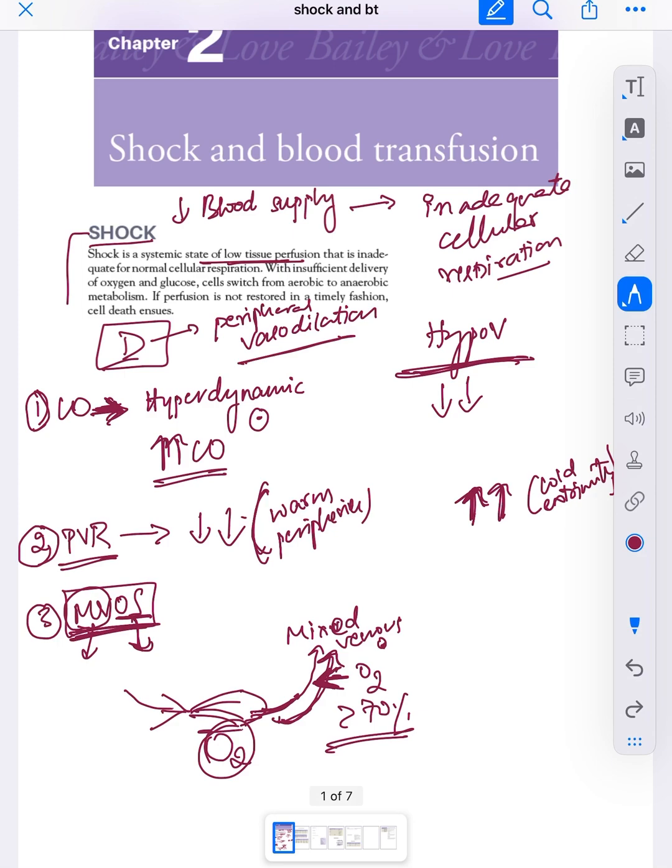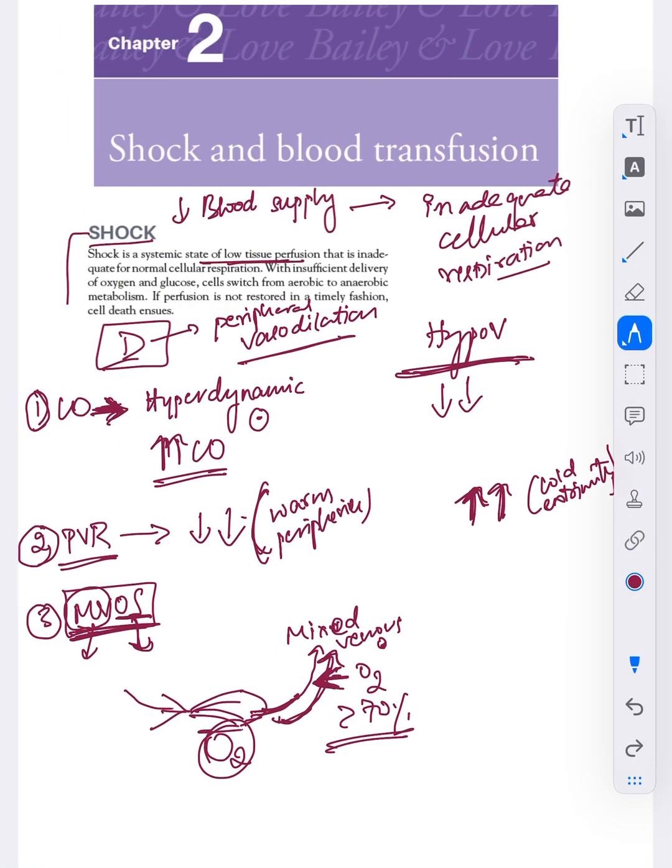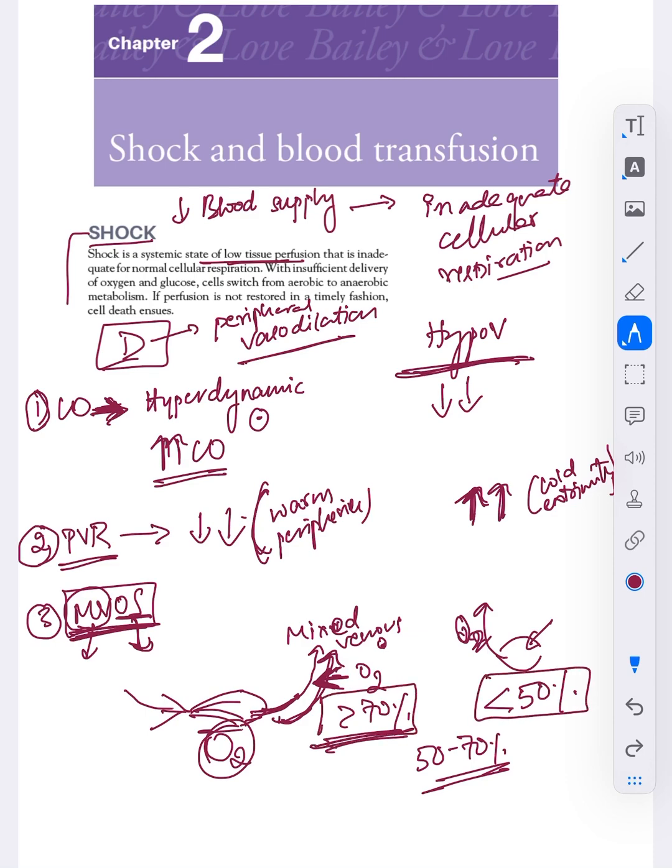What happens in hypovolemia? Hypovolemic shock, there is no blood, there is no oxygen. So whatever little oxygen, if at all, reaches the peripheral circulation will be very rapidly used up by the cells, and hence there is nothing pending to return to the heart. So in case of hypovolemic shock, the mixed venous oxygen saturation is less than 50% and the normal value is 50 to 70%. Mixed venous oxygen saturation is more than 70% in case of distributive shock and less than 50% in case of hypovolemic shock.